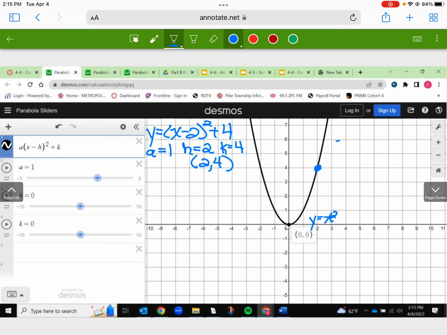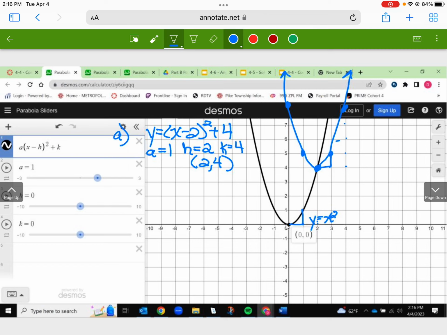The fact that it is A equals 1, because this is the parent graph, y equals x squared, that also has A equals 1. Means it's going to follow in that same pattern. So where they went up or over 1, up 1, mine is also going to be over 1, up 1. And the next point was over 2, up 4. So over 2, up 1, 2, 3, 4. It would be about right there. And you don't have to be exactly this precise, but that's what it's going to look like. Something like that. So that's A.